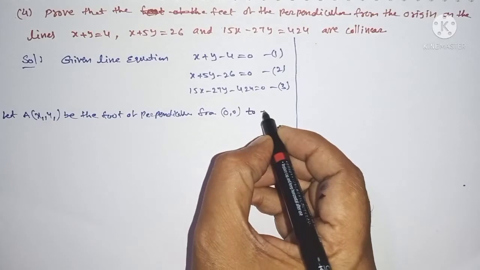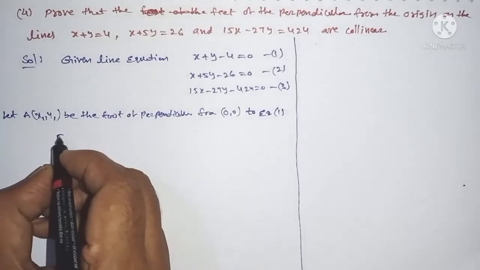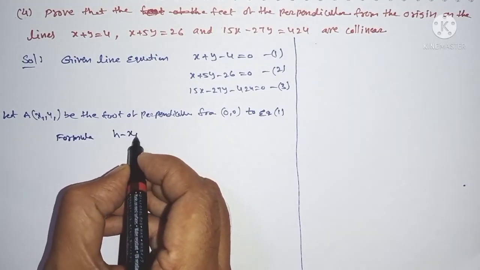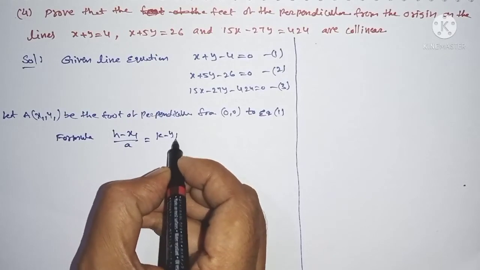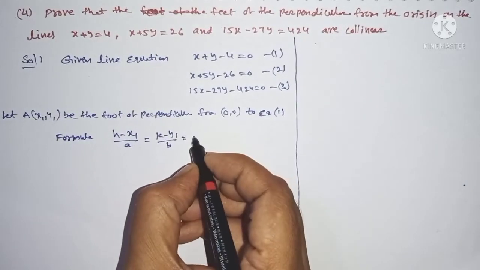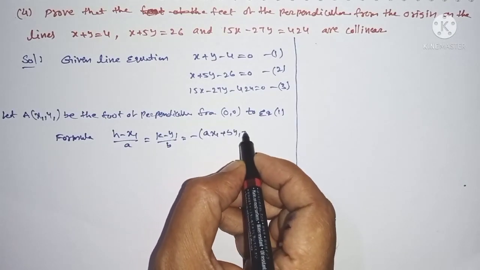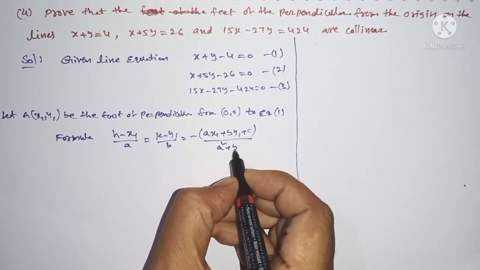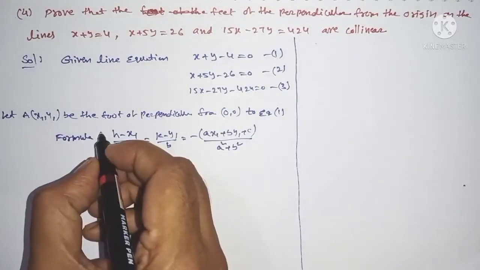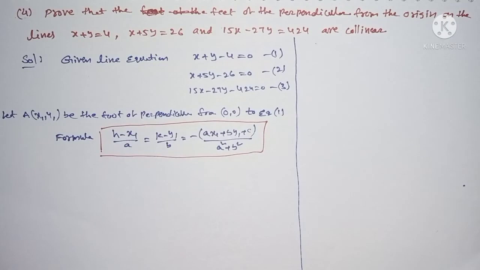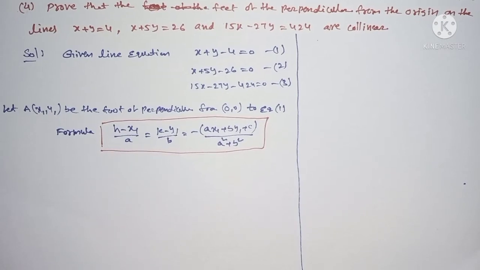To equation 1, what is the formula? I am writing first of all, the formula is h minus x1 by a is equal to k minus y1 by b is equal to, it is not an image, it is a foot of perpendicular, therefore minus of ax1 plus by1 plus c by a square plus b square. In this problem you can use this, it is a foot of perpendicular, therefore h minus x1 by a is equal to k minus y1 by b is equal to minus of ax1 plus by1 plus c by a square plus b square. Apply the formula here.